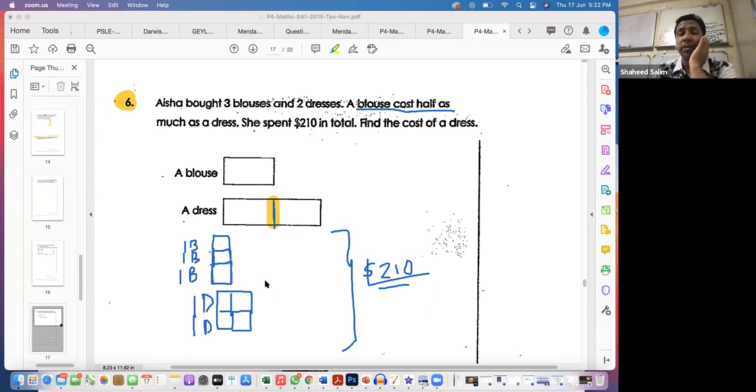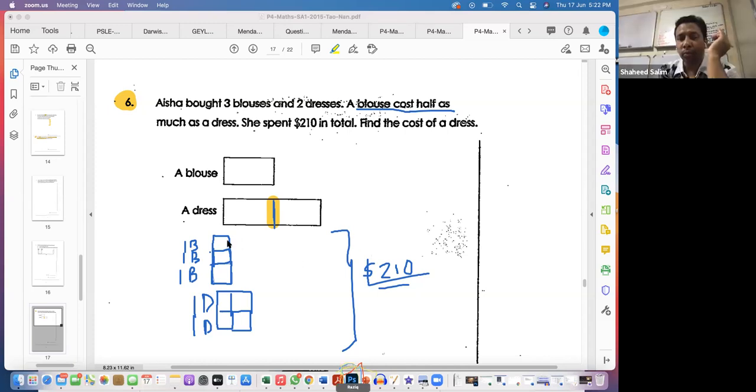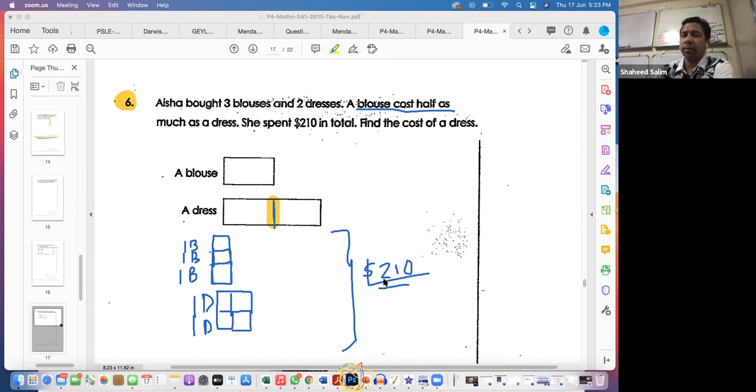Then we do this one and see. One blouse is 1 unit. 3 blouses must be 3 units. 1 dress is 2 units. 2 dresses must be 4 units. So 3 blouses and 2 dresses cost 210. So 7 units, 1, 2, 3, 4, 5, 6, 7, cost 210. Can get now?